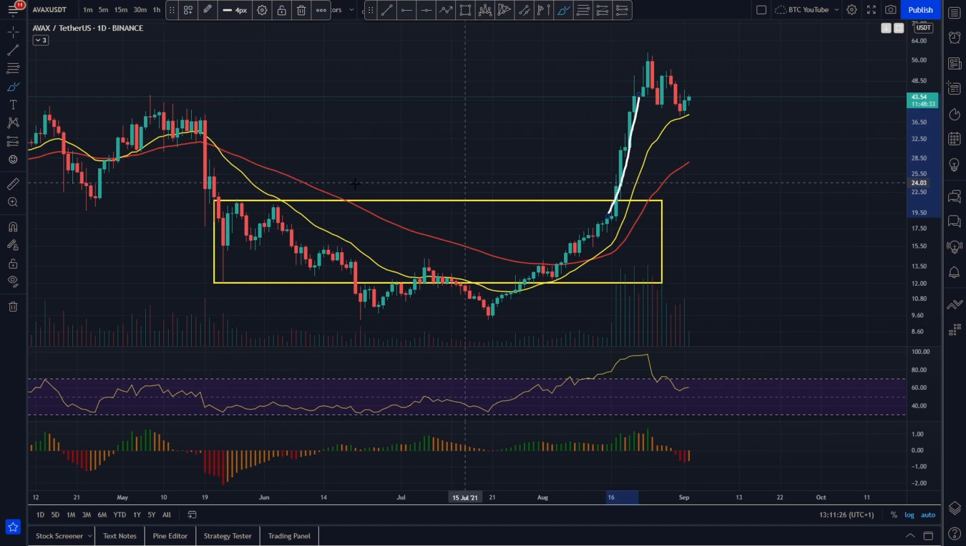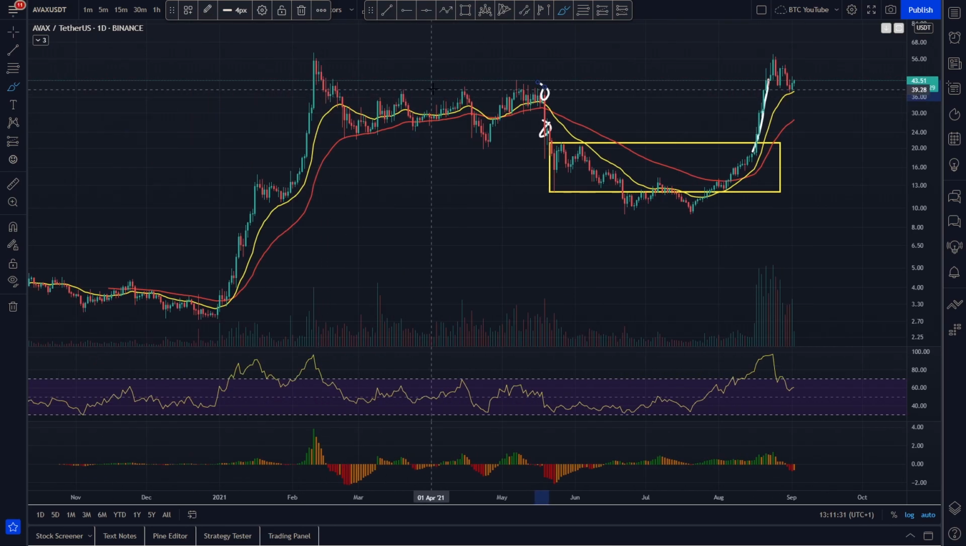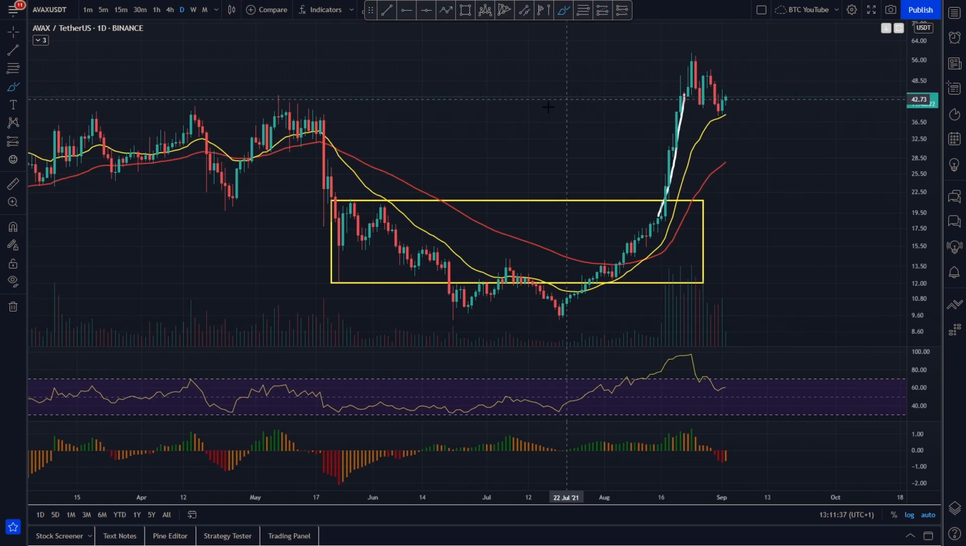Did I tell you it's absolute? Smashed through this level here. We smashed through the actual level that we dumped from. We come all the way up. We actually pretty much touched the all-time high, at around $60 here. And then we did have a bit of a retracement.